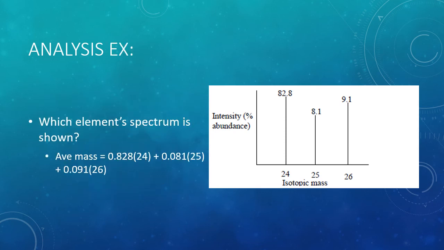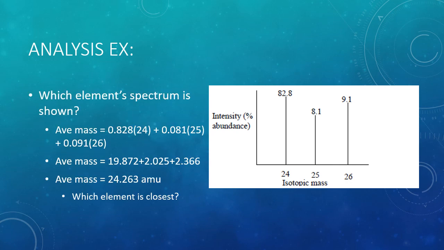And finally, let's work through a problem. Which element spectrum is shown? In order to determine this, you will have to calculate the average atomic mass. So let's lay out our work. The average mass will be equal to 0.828 times 24 plus 0.081 times 25 plus 0.091 times 26. So each of the percents turned into its decimal form times the isotope. We will then multiply each piece and then add them all together and get that the average mass for the sample is 24.263 atomic mass units.